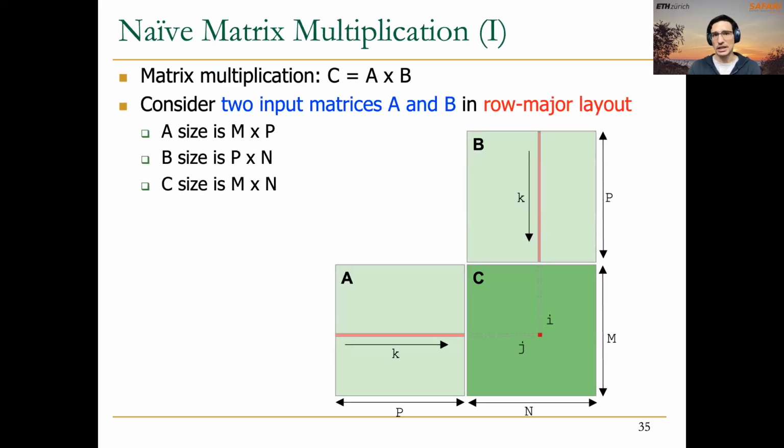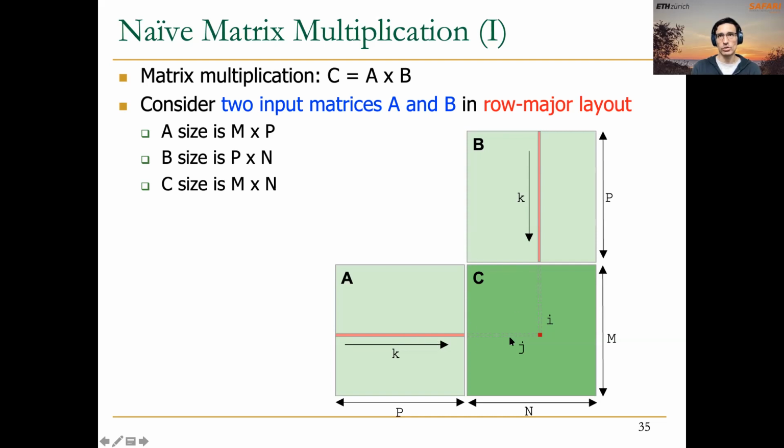Our example is matrix multiplication. In this slide, we see how we would perform the naive matrix multiplication, where we multiply two input matrices, A and B, and obtain an output matrix C. And we assume that all three matrices are stored in row major layout.